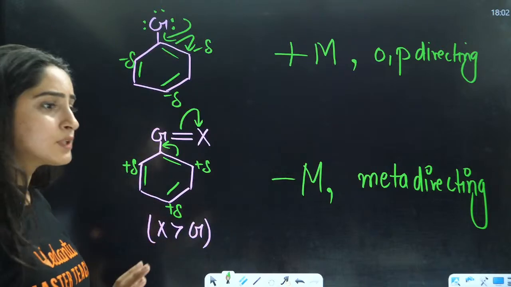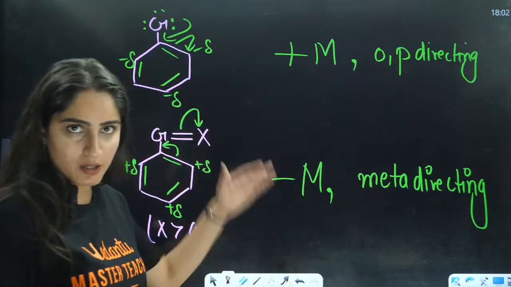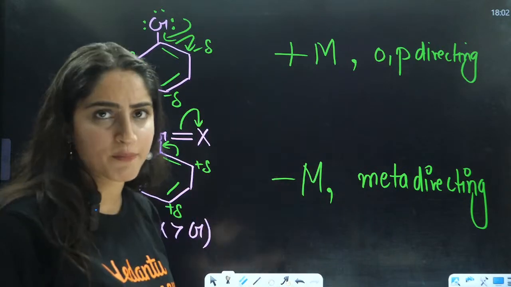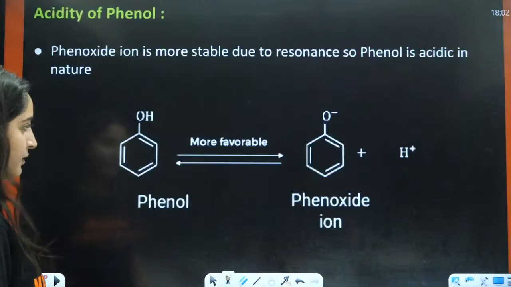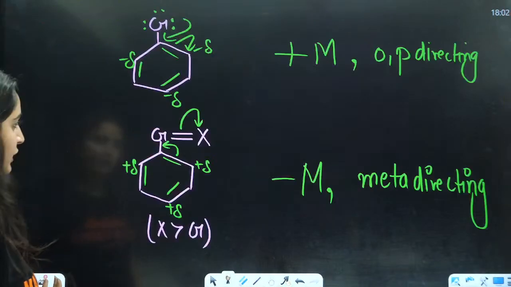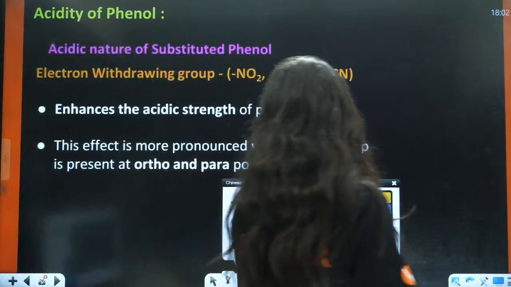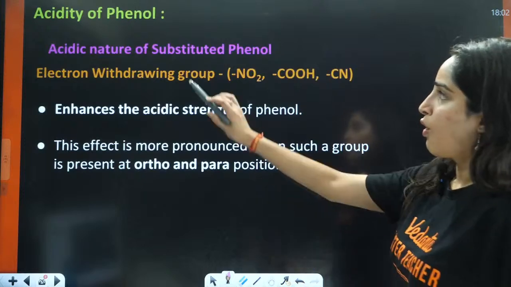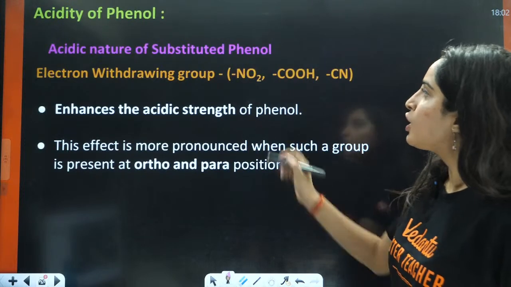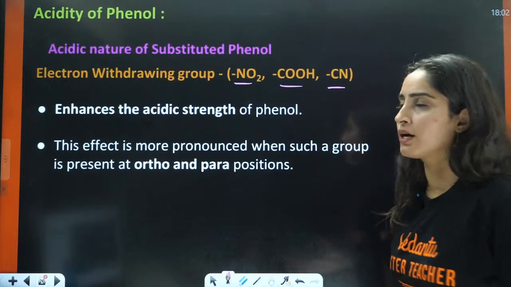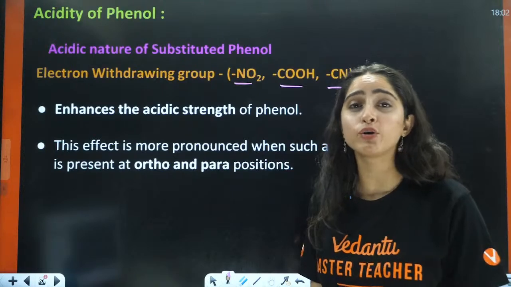Understood? Now, ma'am, what is the use of this thing? This thing will be used throughout this chapter and even other chapters that you will do, right? Now, see one thing here, what they are telling you now is the acidic nature of substituted phenols. We will substitute it, right? So you don't have to cram that NO2 is electron withdrawing, COOH is electron withdrawing. You don't have to do that.